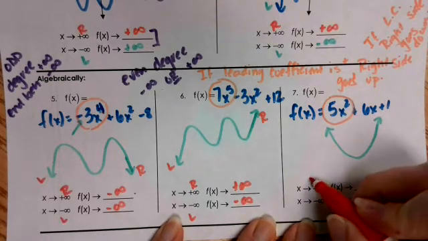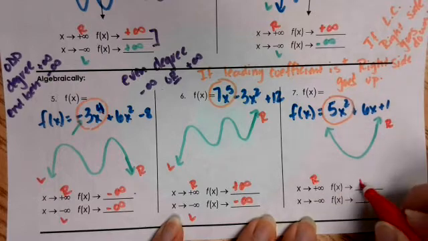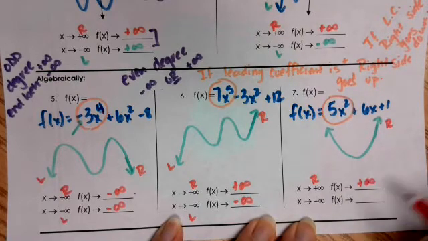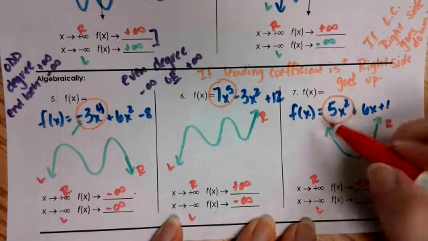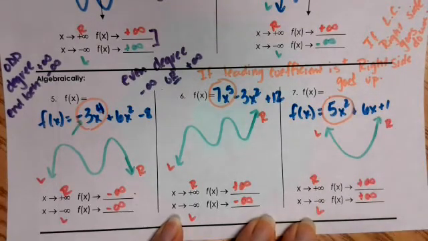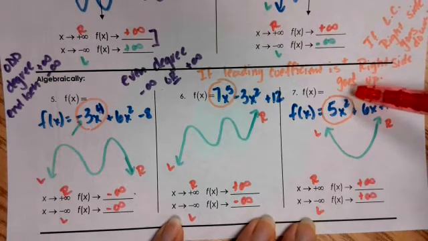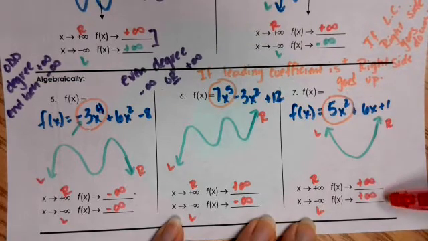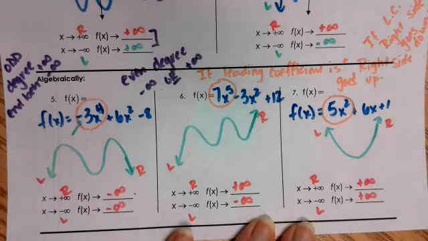As x approaches positive infinity, which is the right-hand side, my graph is pointing up to positive infinity. As x approaches negative infinity on the left-hand side, my graph is still pointing up to positive infinity. I did have an even exponent, so these should match. Okay.